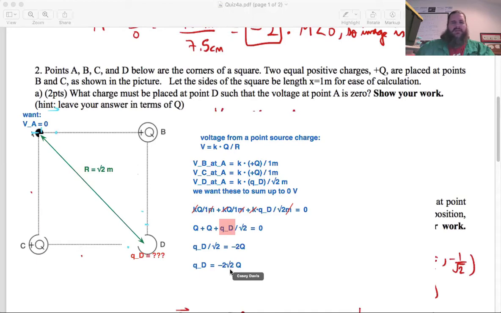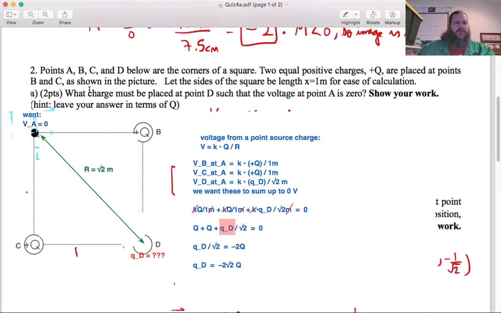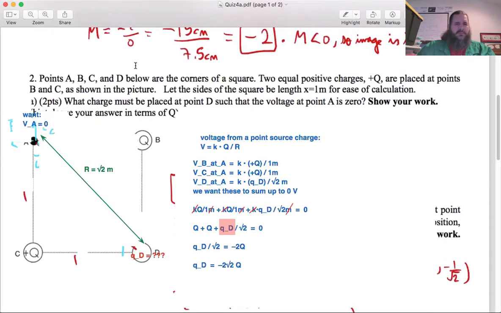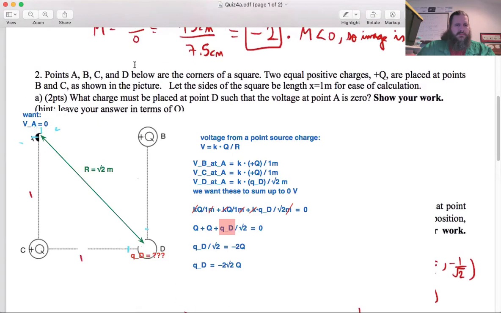Any questions on that so far? No, that was good. Thank you. And then I think in the next part, were we just trying to find the electric field at location A? Yeah, the net electric field vector. Okay, so let's try that out as well. Yeah, we want to find the electric field at location A.